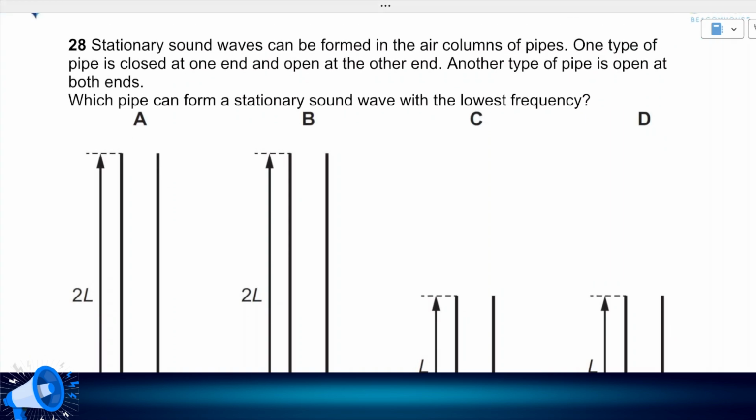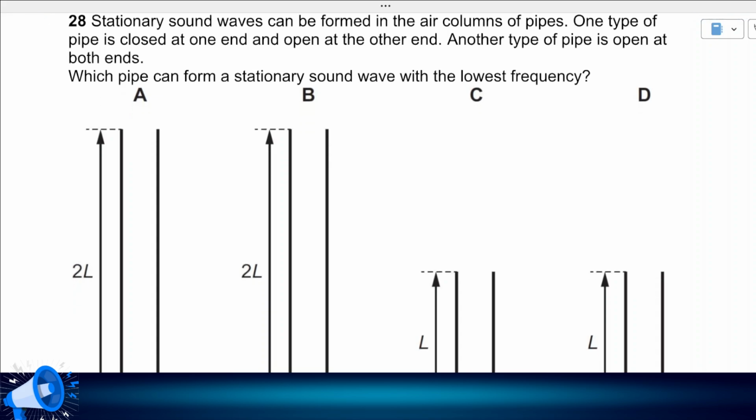Which pipe forms the stationary sound wave with the lowest frequency? So lowest frequency, or in other words, the highest wavelength. The shorter method is, we know that we have the highest wavelength when one end is open and the other one is closed. Then we have the highest wavelength, which means the lowest frequency. So we can discard option A and option C.